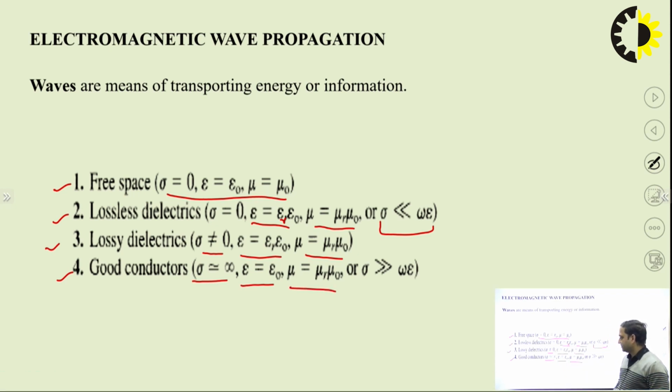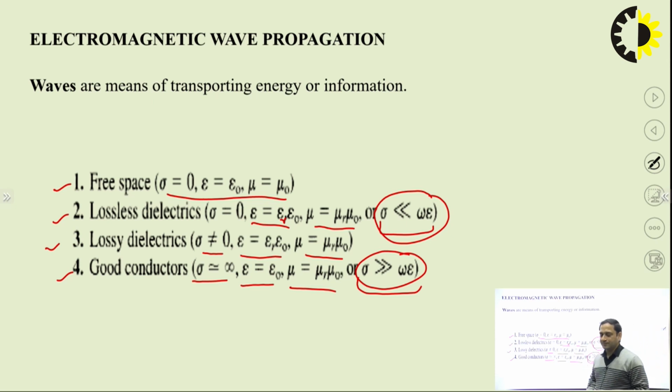This is the case where we have a magnetic effect in it. The condition for a good conductor is sigma is very much greater than omega epsilon. This ratio is the loss tangent, and we will discuss it. As per the syllabus, we will discuss these three or four cases.